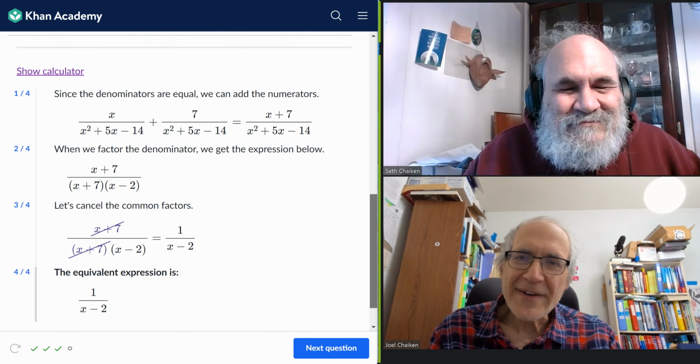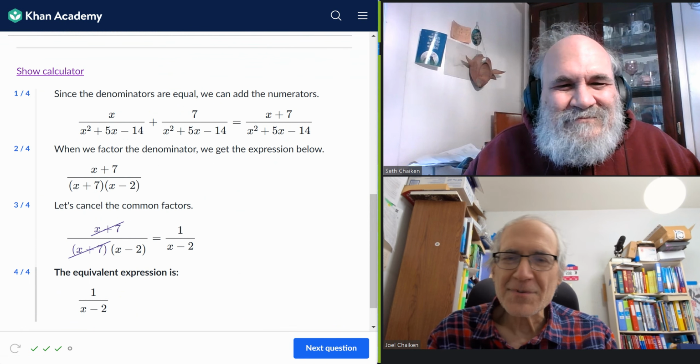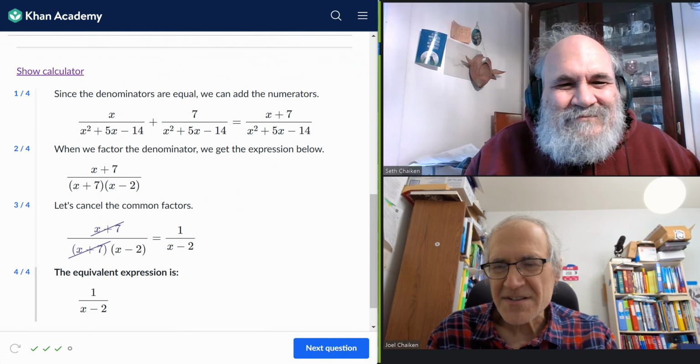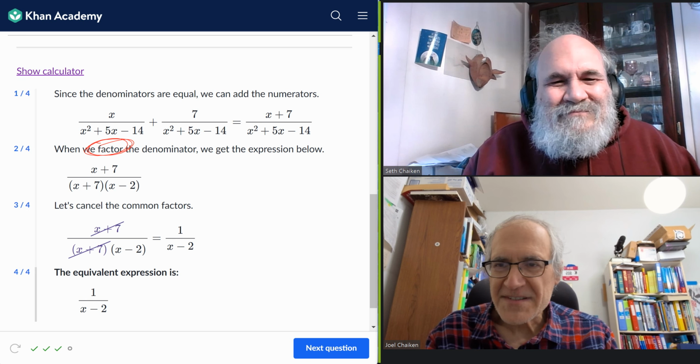Since the denominators are equal, we can add the numerators. When we factor the denominator, we get the expression. So they do it the regular way. They don't take any shortcuts. Let's cancel the common factors. That's important. That's the whole idea of simplifying.